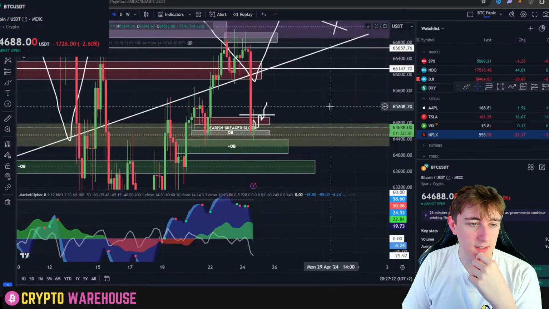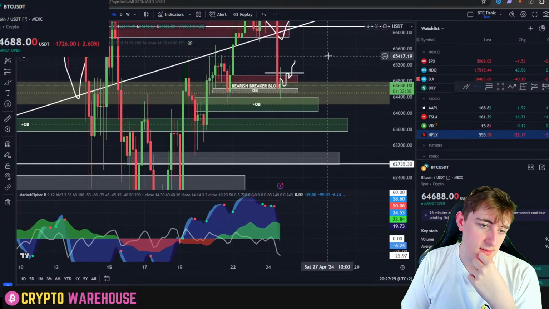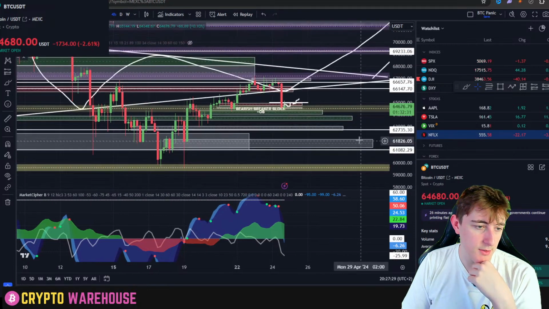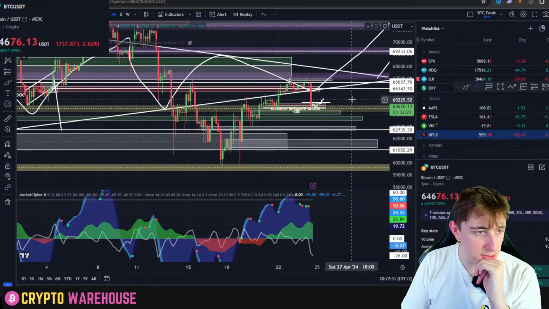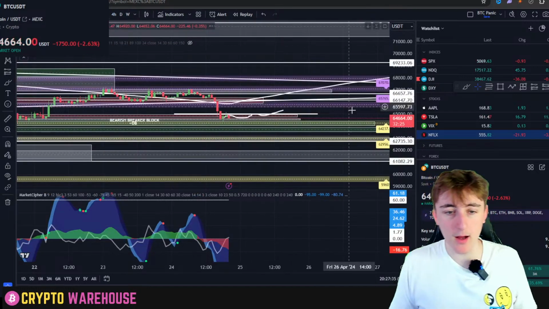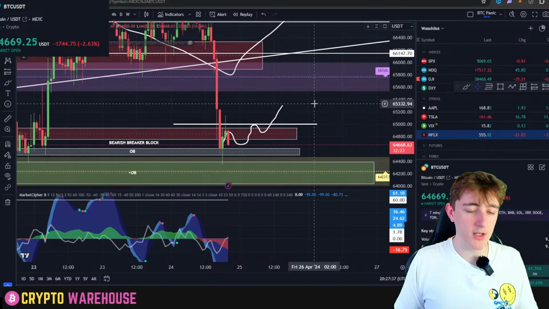I'm trying to see if there's any sort of patterns we can look at on the 4 hour maybe. I don't think there is anything interesting. Anyway, that's what I think is going to happen. I think we're going to crab and then hopefully break upwards.